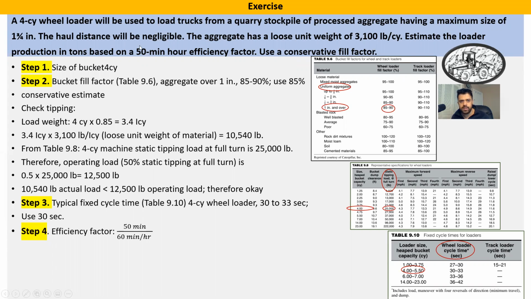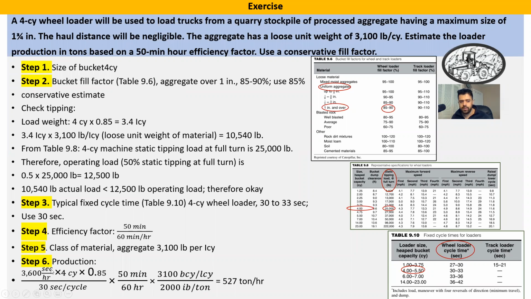It's also given to us that the machine is working 50 minutes an hour effectively, and the class of materials is aggregates. So now we have all the information needed to solve this problem. You put 3600, which comes from the formula, 4 is the size of the bucket, 85% is the fill factor. This is the cycle time that we took from here.